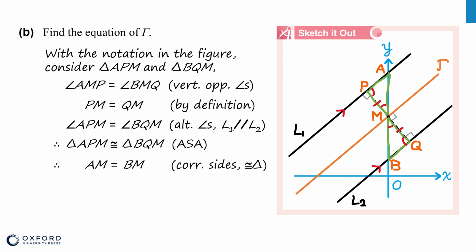Hence, we can deduce that AM is equal to BM as they are the corresponding sides of the two congruent triangles. And that means M, the point where gamma cuts the y-axis, shall be the midpoint of AB. We can get the coordinates of this point from the equations of L1 and L2. Together with the slope of gamma, we can find the equation of gamma. So let's do it.